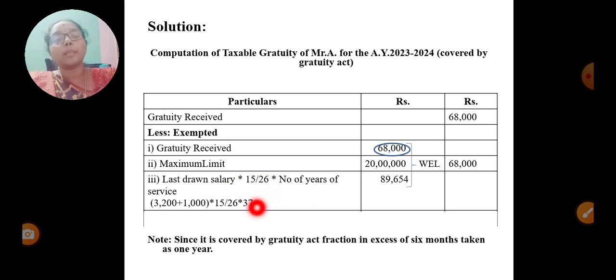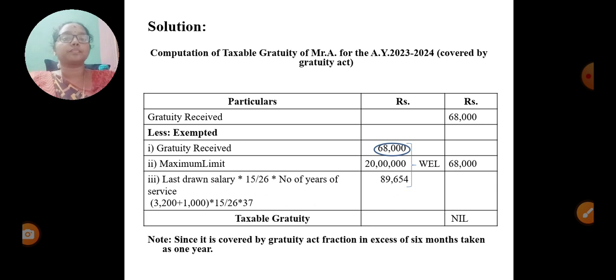How did the 37 come? 36 years and 9 months is given. It is covered by the Payment of Gratuity Act, so the fraction is more than 6 months and can be taken as a whole year. So we have taken 37 years, as given in the notes. So 68,000, 20 lakhs and 89,654. By comparing these three, 68,000 is the least, and that has to be deducted as the exemption amount, so that the taxable amount will come to nil.